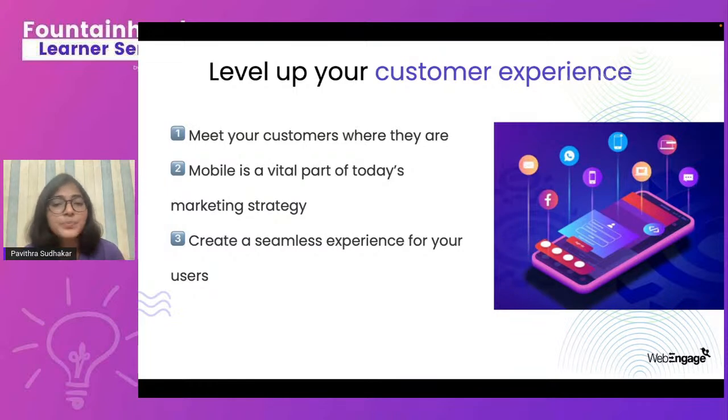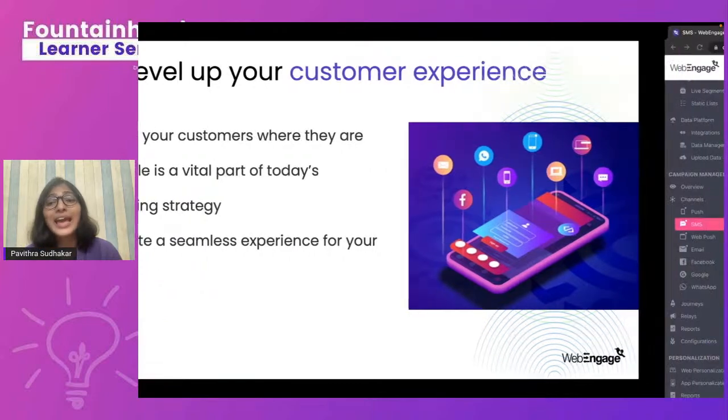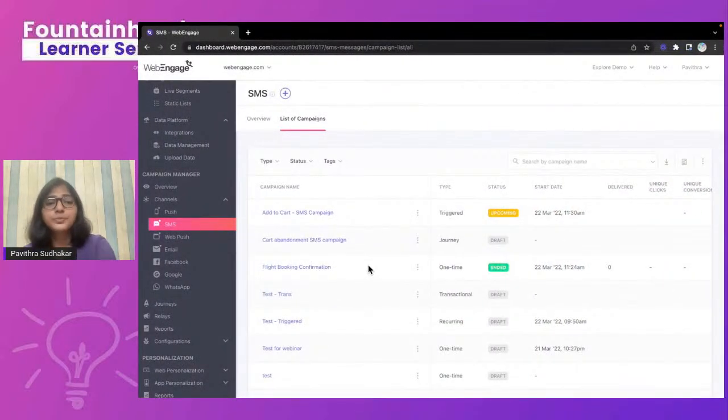So the secret to an effective omnichannel strategy is to use the right channels where your users are available. And one channel that many companies tend to overlook is SMS. So the importance of SMS in omnichannel marketing is just undeniable. We saw how you can launch SMS campaigns. Let's also see how you can analyze these campaigns, right?